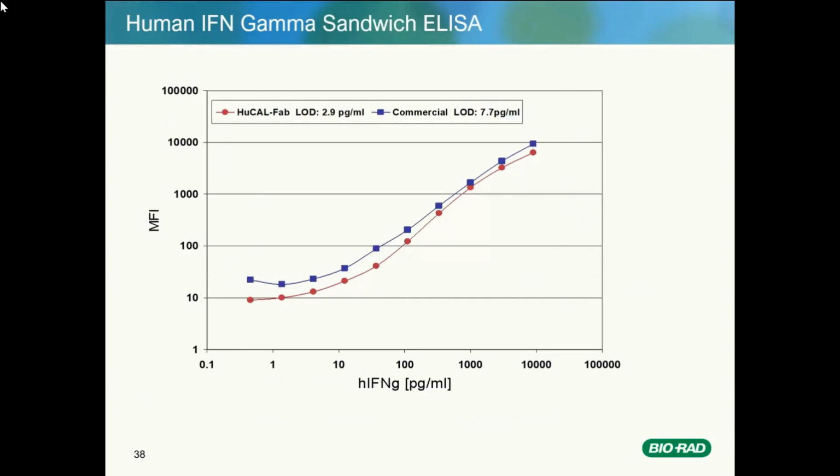We can find matched pairs using guided selection core technology service. Here we have the capture antibody against IFN gamma. We used the complex of this capture antibody and IFN gamma and selected the detection antibody in the panning process and found a very nice, highly sensitive sandwich pair, which has a limit of detection of 2.9 picograms per mL in the Luminex assay.